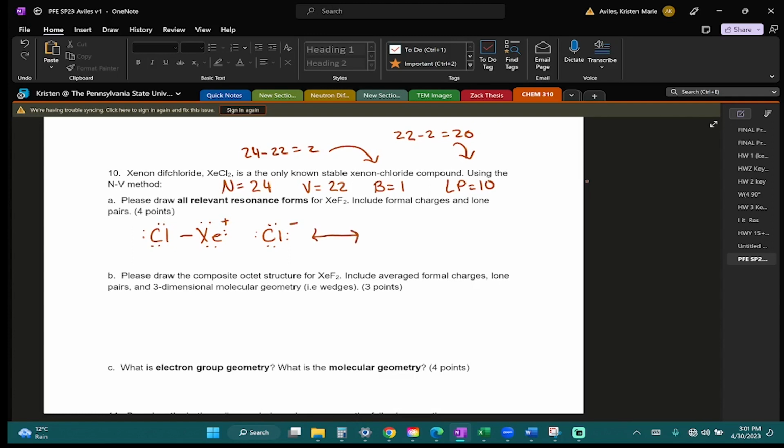Resonance arrows are double-sided arrows like this. They are not equilibrium arrows. Equilibrium arrows are these arrows. That is different. This is a resonance arrow. That's more of a nitpicky thing. You won't get any points taken off if you don't draw the right arrow. So now we're just going to draw the other resonance structure where we move our bond.